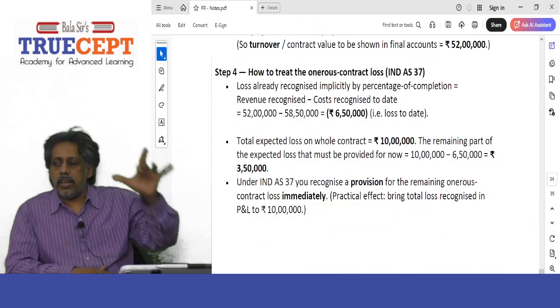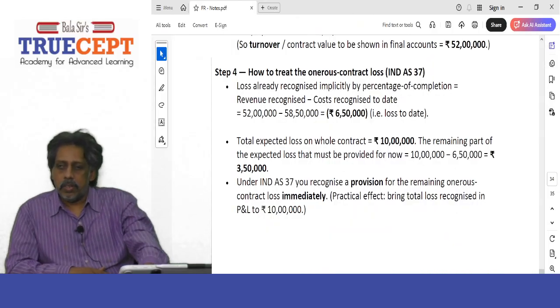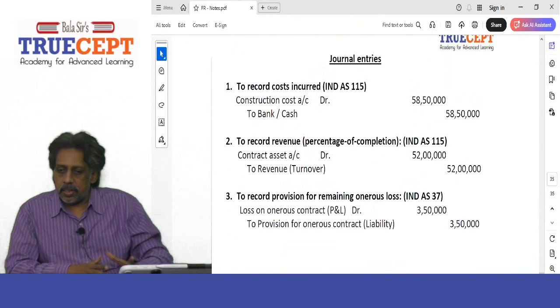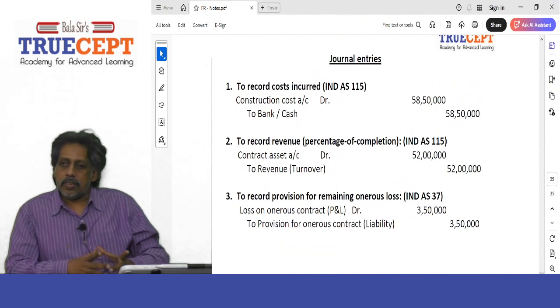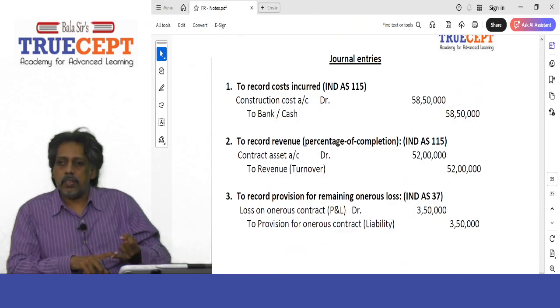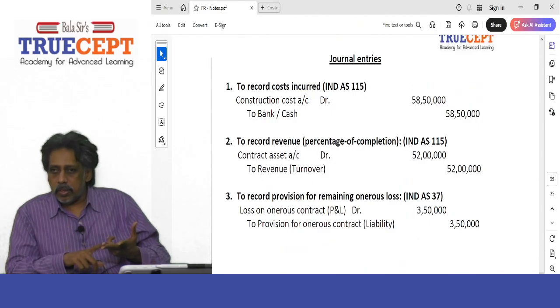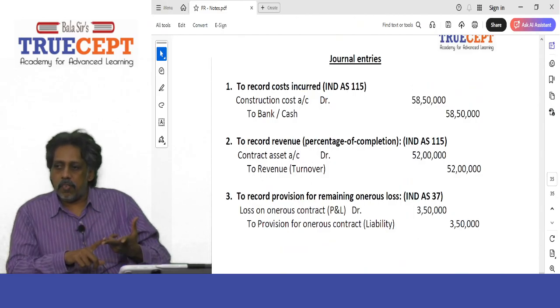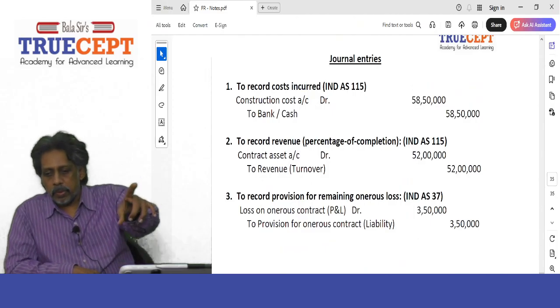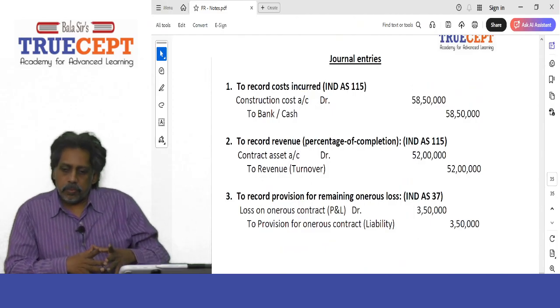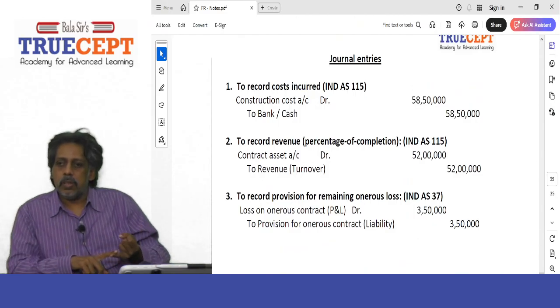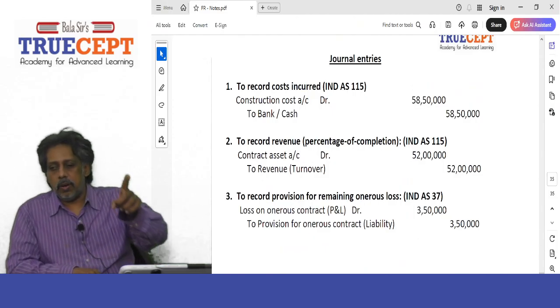Now, what are the entries you record in your books as a contractor? You are the contractor and the customer is the contractee, right? Yes, sir. So in the books of the contractor, that is you people, what is the entry? Just see, for the cost incurred to fulfill the contract, the entry is construction cost account debit, an expense account debit, and then to cash or bank. And this expense will go to profit and loss account anyway.